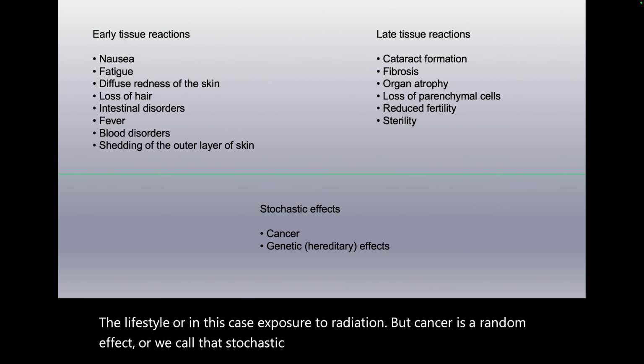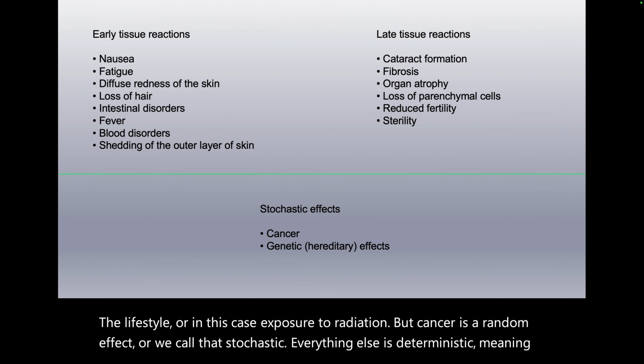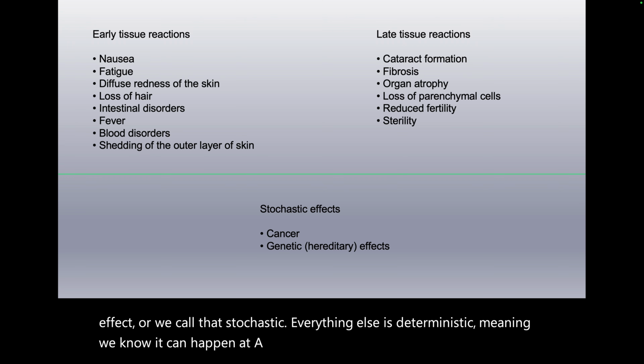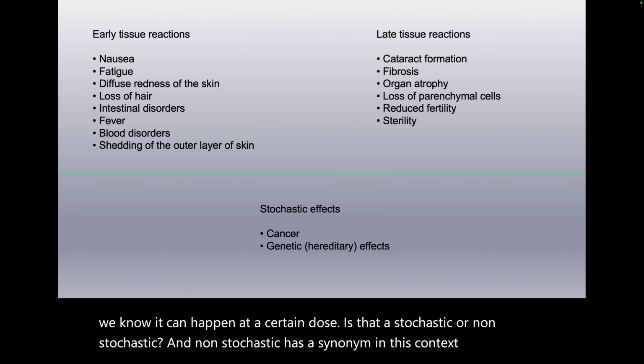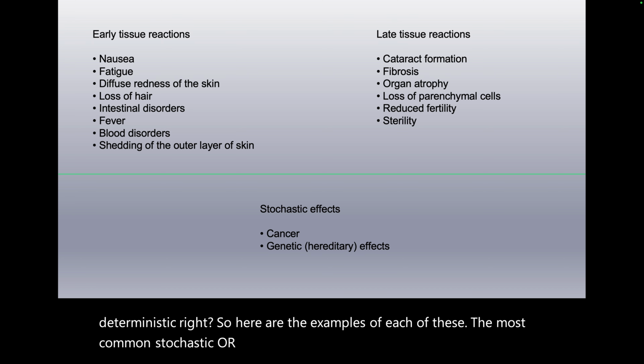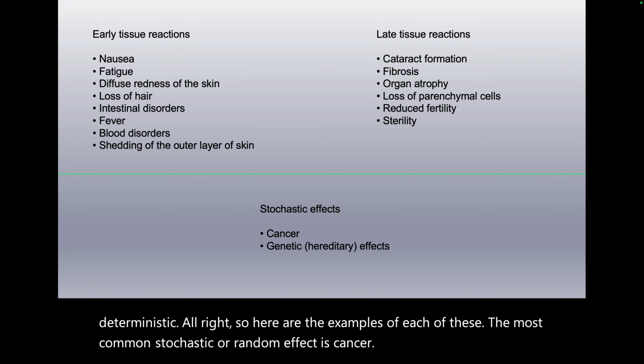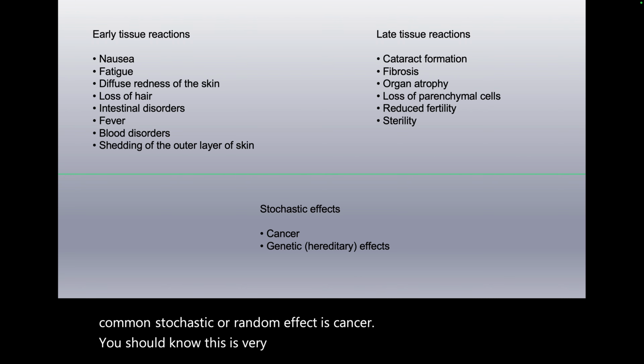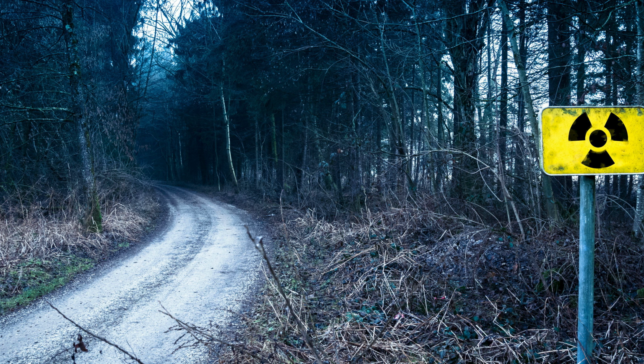Everything else is deterministic, meaning we know it can happen at a certain dose. So it's either stochastic or non-stochastic, and non-stochastic has a synonym in this context as deterministic. All right, so here are the examples of each of these. The most common stochastic or random effect is cancer. Now, you should know, and this is very key, that there is no safe dose for radiation.